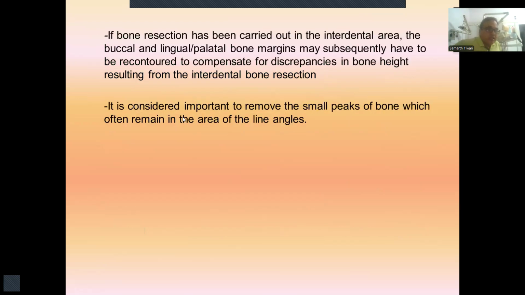If bone resection has been carried out in the interdental area, the buccal and lingual/palatal bone margins may subsequently have to be recontoured to compensate for discrepancies in bone height resulting from interdental bone resection. It is considered important to remove the small peaks of bone which often remain in the areas of the line angles.